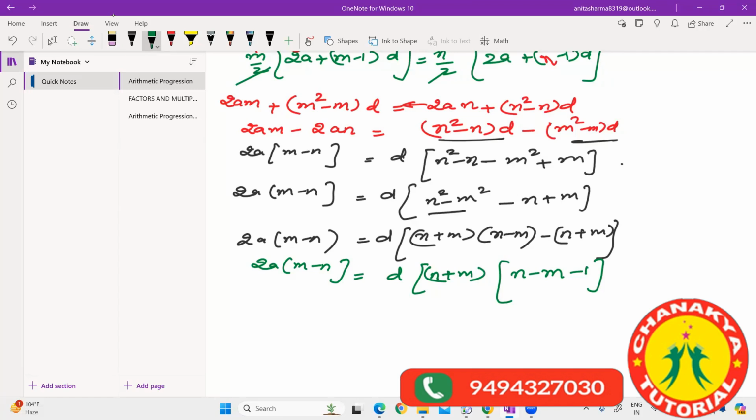Now see, we have to find the sum of mn terms, right, beta? So it will be mn by 2 into 2a plus mn minus 1 into d. So now we will put this value.